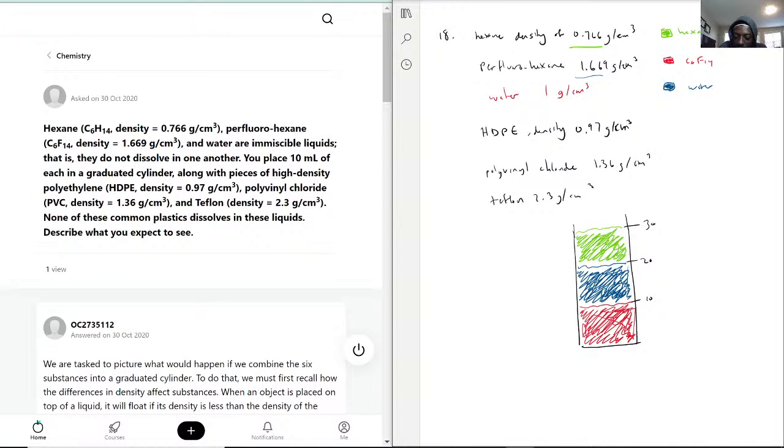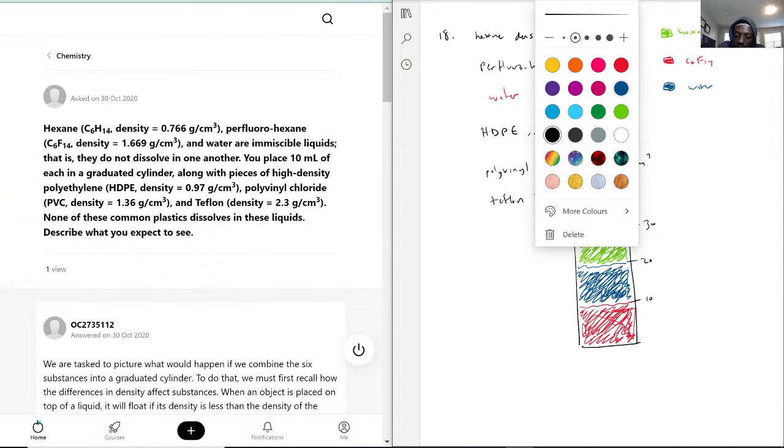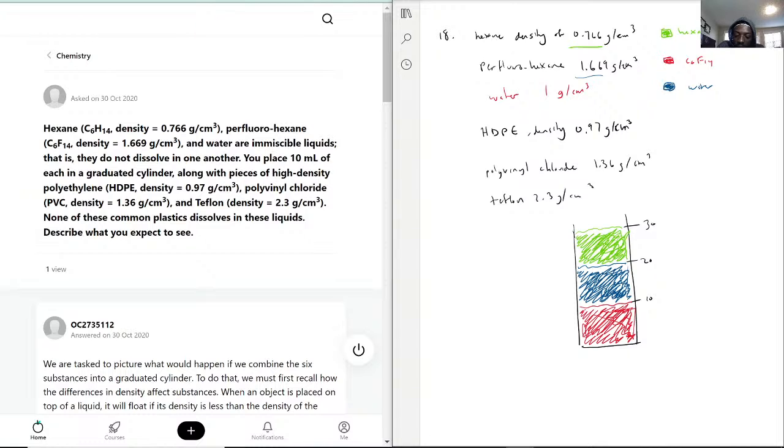So now we kind of have to pick some really bold colors here because now we want to show where each of the plastics would be. So let's pick purple for HDPE, okay? Density is 0.97. So it is greater than the hexane density, meaning it will sink right through, but less than the water, meaning that this thing would be a solid right there on top. So this is HDPE right there, solid on top of that, just like that, okay?